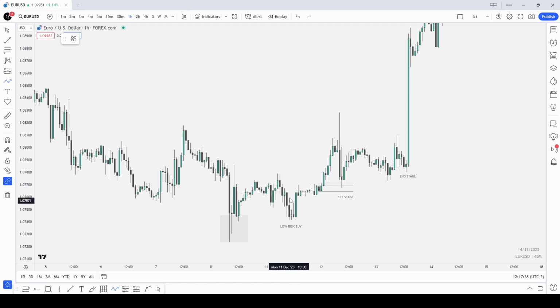We have the smart money reversal there. We break lower, taking out the low, move up, and then use it as a breaker before giving our first stage and second stage.